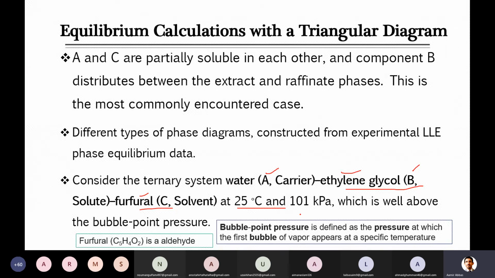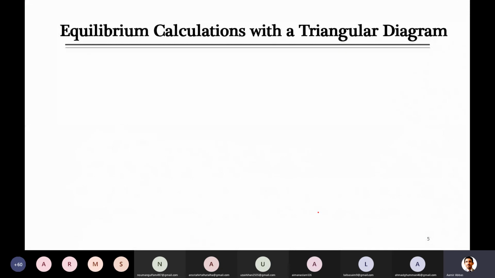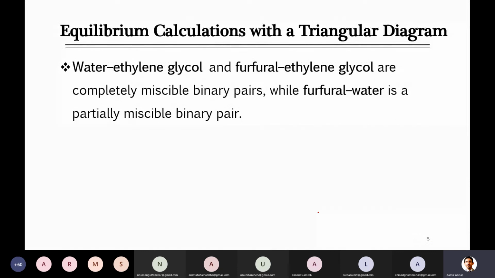So here something is mentioned: bubble point pressure. Bubble point is used for a mixture, and the bubble point pressure is the pressure at which the first bubble is formed, keeping the temperature constant at a specific value while you vary the pressure, so you have to note that down.